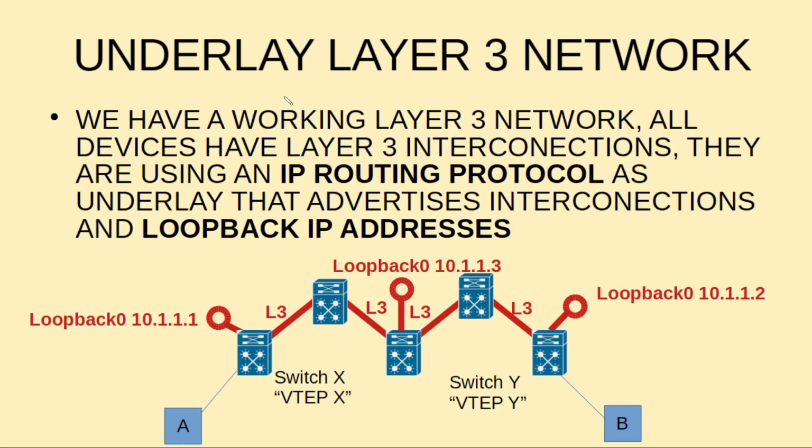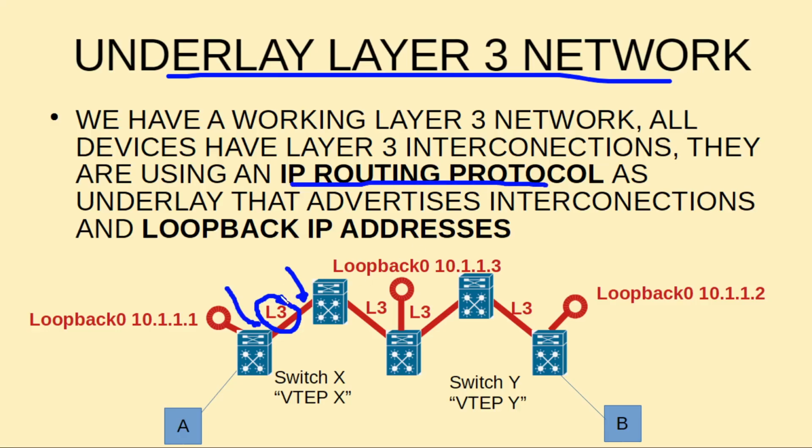The next building block for VXLAN is the underlay layer 3 network. Remember that your interconnections will be layer 3 interconnections. You will have IP addresses here, and you will be using an IP routing protocol in order to advertise these interconnections and, most importantly, the loopback IP address of each device.